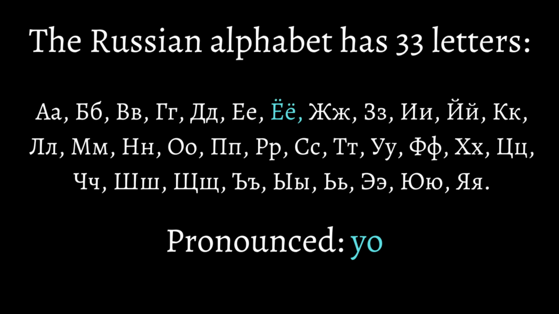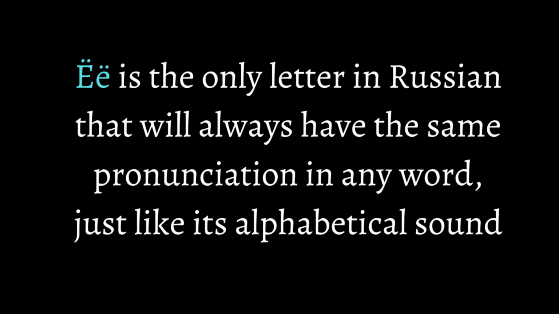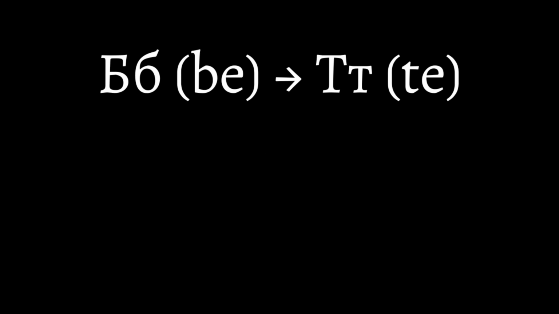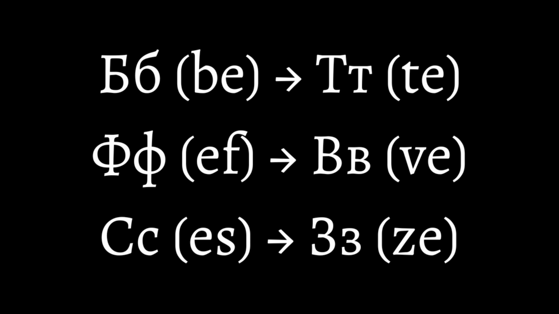Then we have the same letter, but with 2 dots over it. This letter is Yo, and it's the only letter in the Russian alphabet that will always have the same pronunciation in any word, just like its alphabetical sound. For instance, we can have the letter B pronounced like its counterpart, T, in some cases. The same thing can be applied to other letters, but not with the letter Yo.